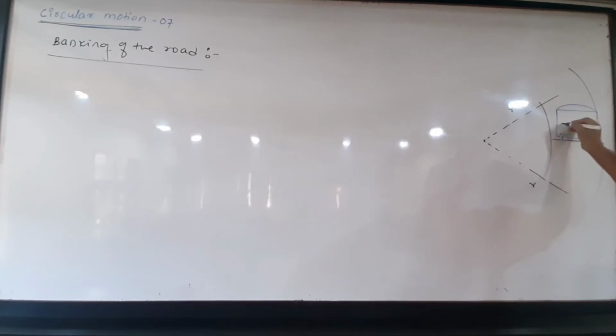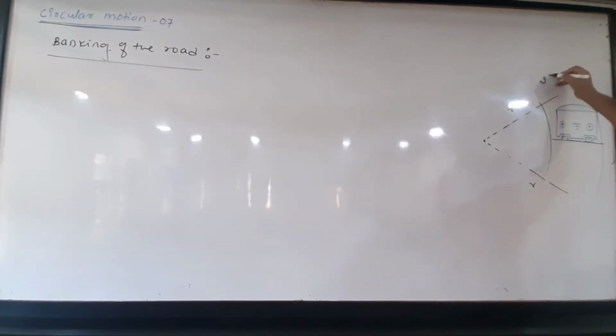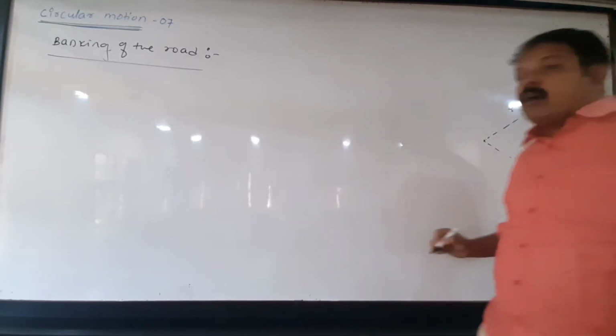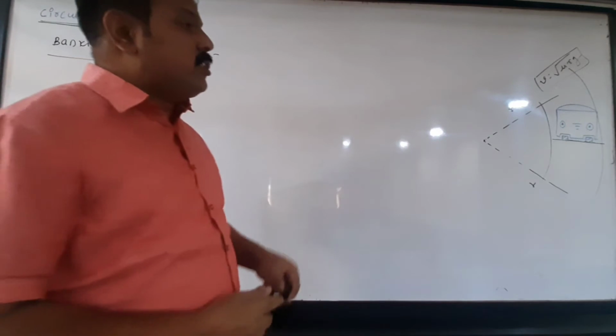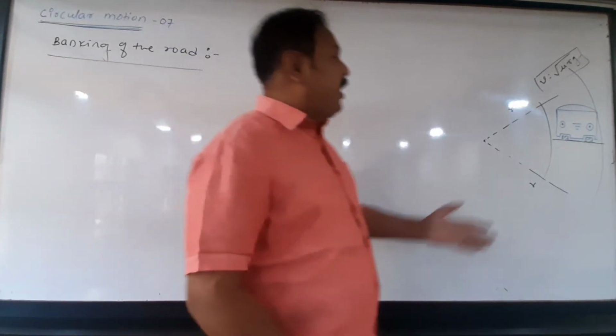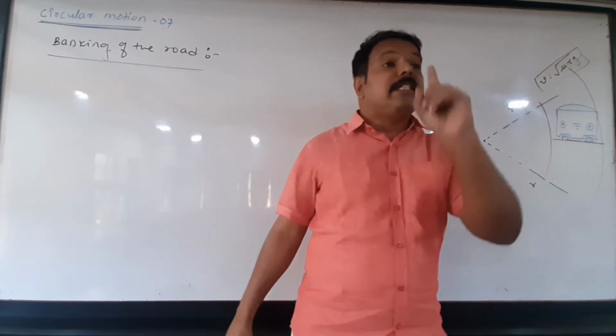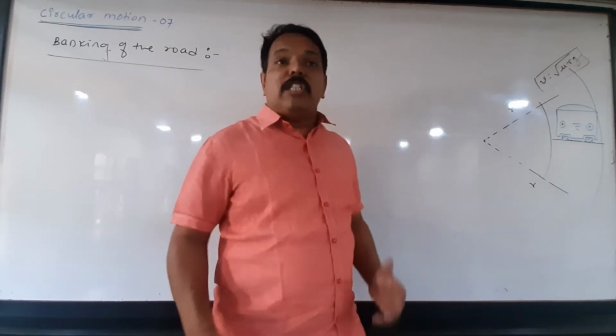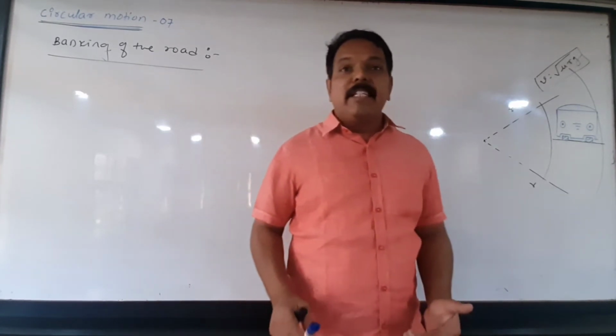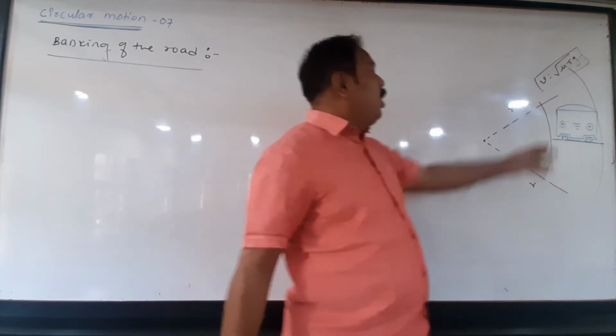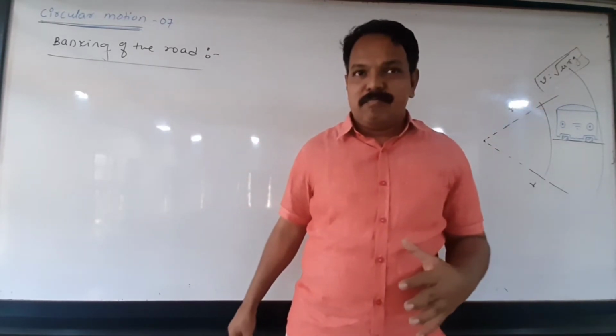This is the vehicle passing over a curved horizontal road. We have seen what the limiting speed is in this case: V is equal to under root mu R g, where mu is the coefficient of friction, R is the radius of curvature, and g is the acceleration due to gravity. If the vehicle is passing within that speed, it is safe, no doubt. But if the vehicle crosses that speed, there may be skidding of the vehicle. But remember that sometimes, in the rainy season or when oil gets spread over the road, the value of mu suddenly decreases.